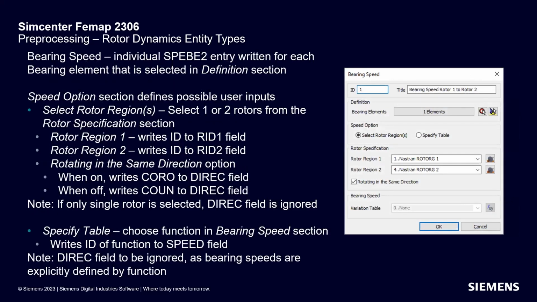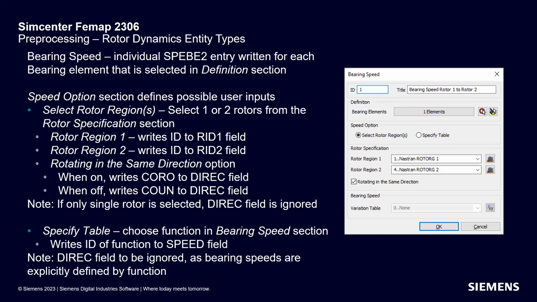I'm still in the bearing speed. Each one of these entries is written to a bearing element that is specified in the definition section. So you can choose the rotor region 1, and that's the ID of 1 rotor region. You can select 2 rotor regions when you're in the select rotor regions option, or you can specify a table which writes the ID of a function to the speed field.